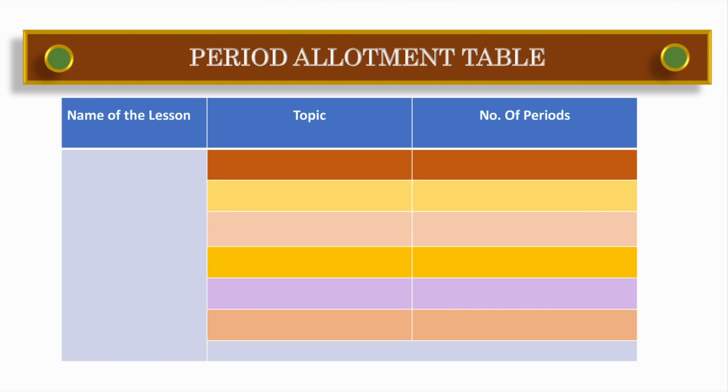Period allotment table. The period allotment table is another practical tool included in the THB. It gives you a suggested number of periods to be spent on each chapter or topic. This ensures balanced coverage of the syllabus across the academic year.